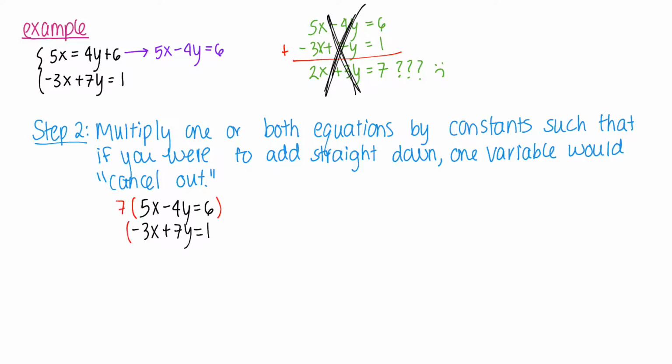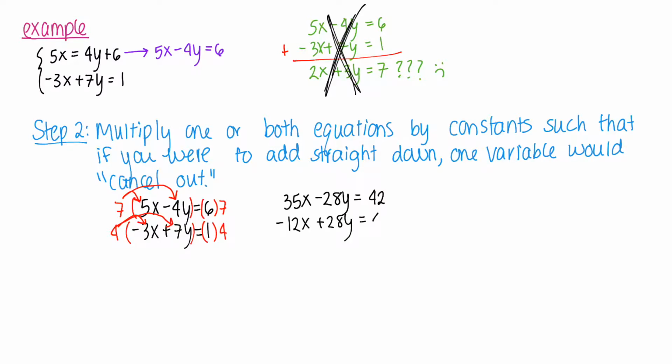So if I multiply by 7 here, and I really should be more careful about this and do 7, and then I want this 7 to turn into a 28. So I'm multiplying by 4 to make that happen. Remember that you are distributing when you do this. So 7 times 5 is 35x minus 28y is equal to 42. And then we have negative 12x plus 28y is equal to 4.